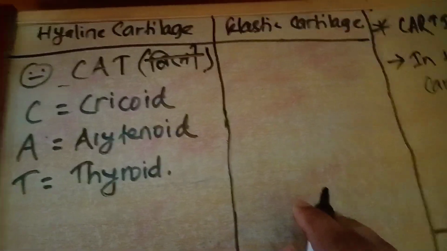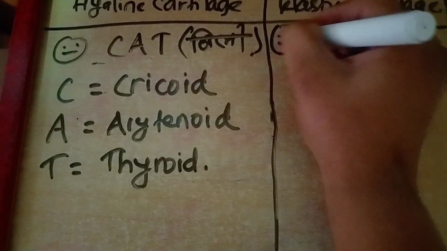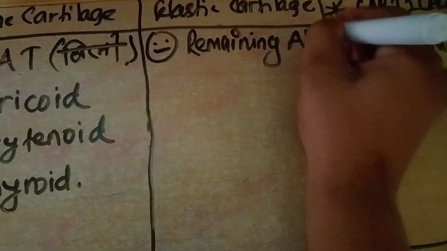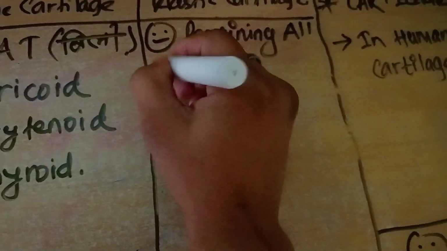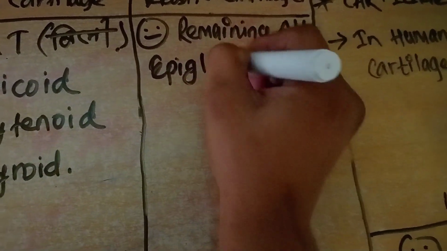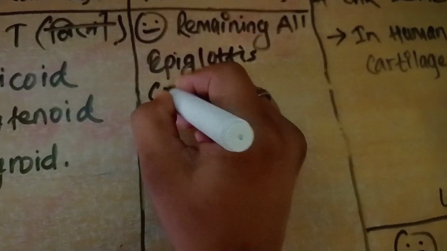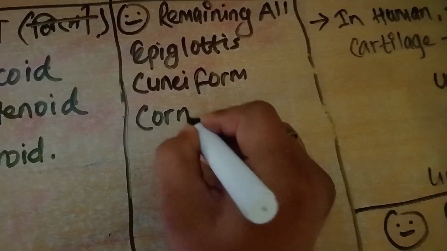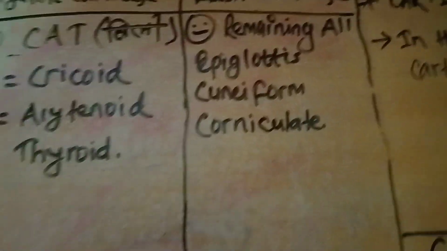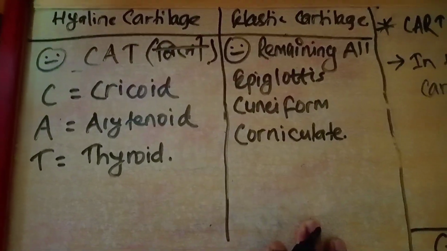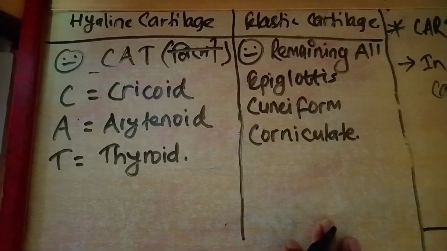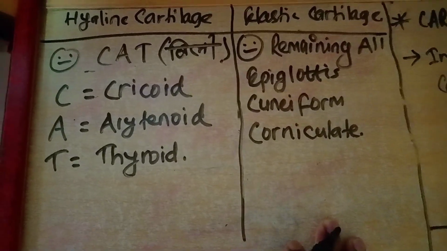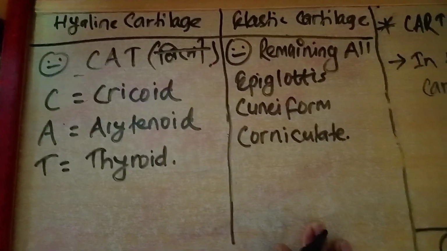Now elastic cartilage. The trick is that it is all the remaining 3: epiglottis, cuneiform and corniculate. So here is about hyaline and elastic cartilage. For hyaline cartilage we have the trick CAT: cricoid, arytenoid and thyroid. For elastic cartilage, the remaining 3 out of the 6 different types of cartilage: epiglottis, cuneiform, and corniculate.